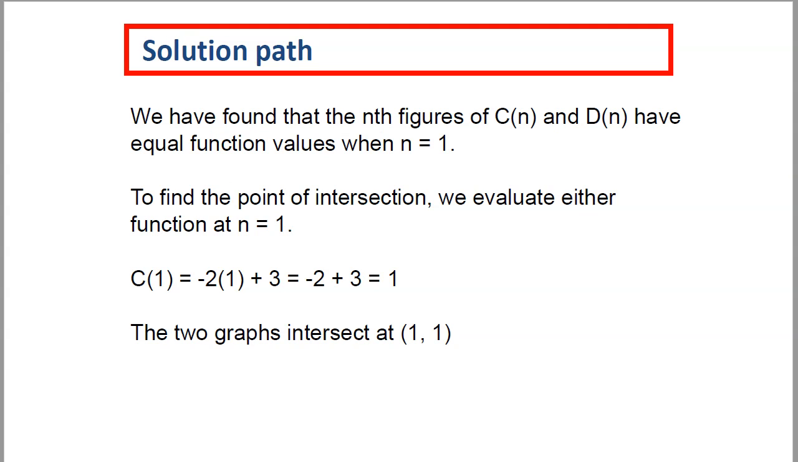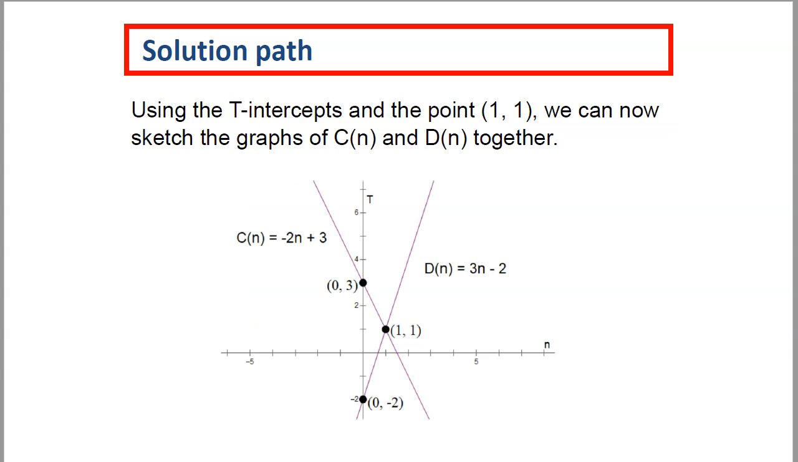We have found that the nth figures of C of n and D of n have equal function values when n is 1. To find the point of intersection, we can evaluate either function at n equals 1. When we put 1 into C of 1, we find the function value to also be 1. So the two graphs should intersect at the point 1, 1. Now, using the t-intercepts and the point 1, 1, we can graph C of n and D of n together.